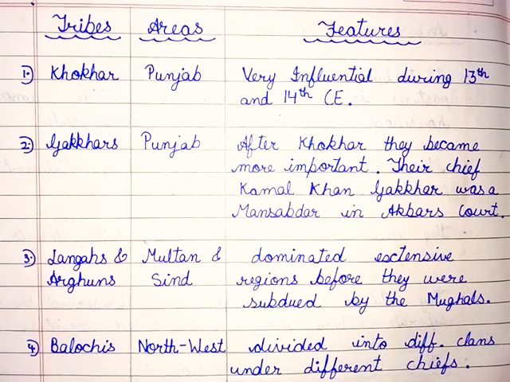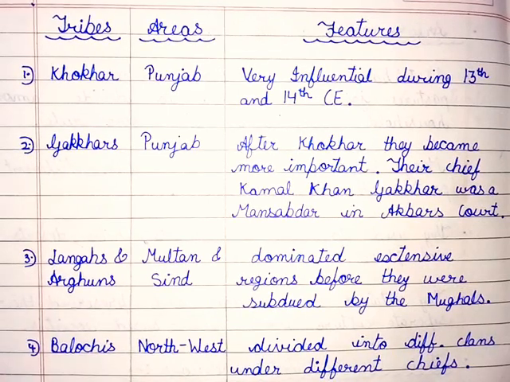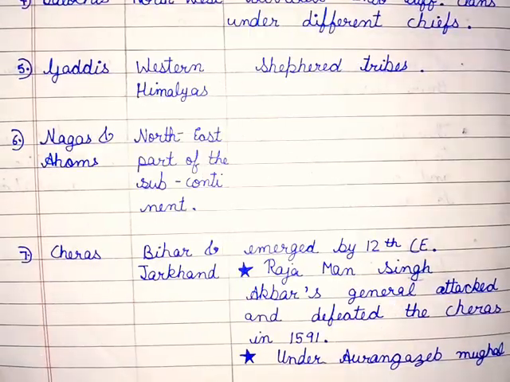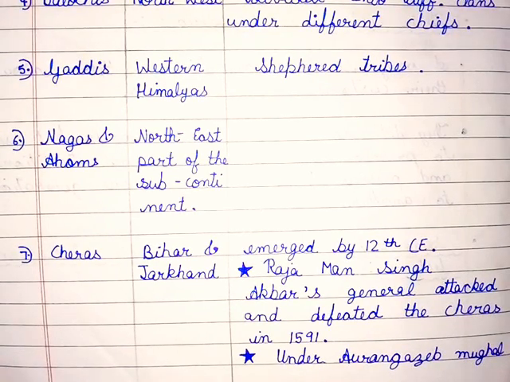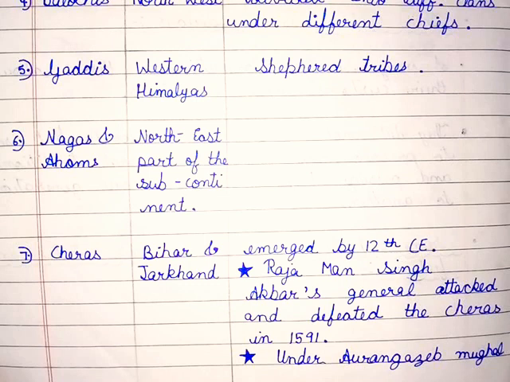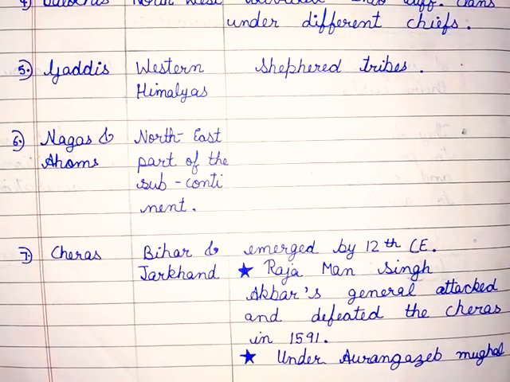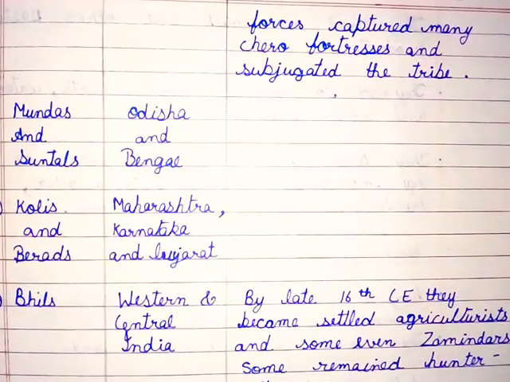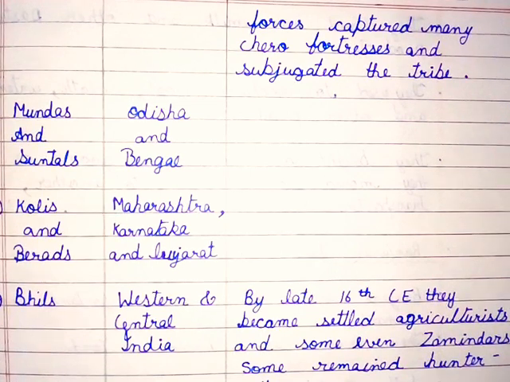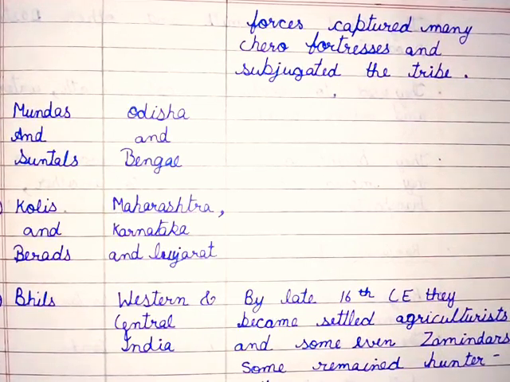Balochis, northwest: divided into different clans under different chiefs. Gaddis, western Himalayas: shepherd tribes. Nagas and Ahoms: northeastern part of the subcontinent. Cheros, Bihar and Jharkhand: emerged by 12th CE. Raja Man Singh, Akbar's general, attacked and defeated the Cheros in 1591. Under Aurangzeb, Mughal forces captured many Chero fortresses and subjugated the tribe.